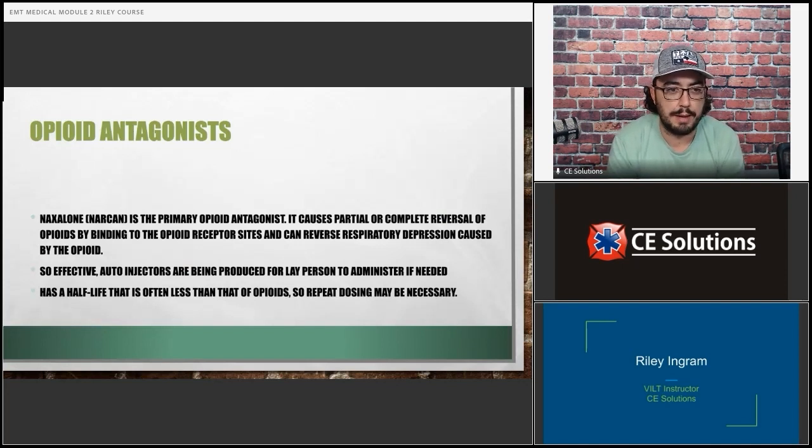Opioid antagonist. Narcan is a primary opioid antagonist. It causes partial or complete reversal of the opioids by binding to the receptor site and can reverse the respiratory depression caused by that opioid. It's so effective that auto-injectors are being produced for the layperson to administer if needed. It has a half-life that is often less than that of opioids, so repeat dosing may be necessary.